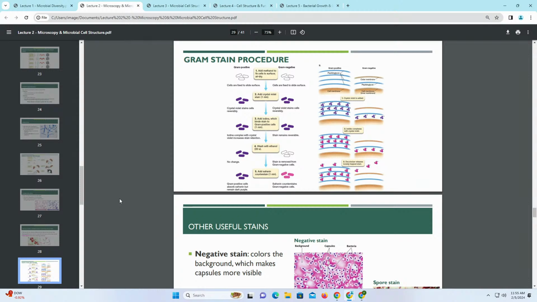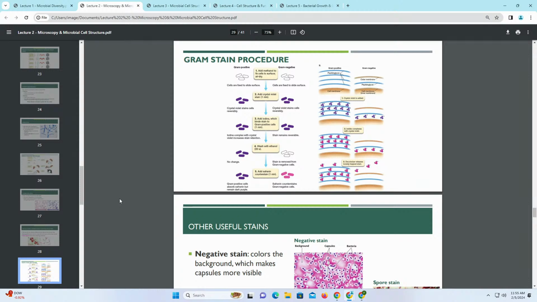So, in the gram stain, you have your gram-positive cells and gram-negative cells. They're both colorless over here. You give them crystal violet, and they're both going to turn purple. If you remember, E. coli is gram-negative, and in our first stain, the simple stain, we just stained E. coli cells with crystal violet, and they showed up as purple.